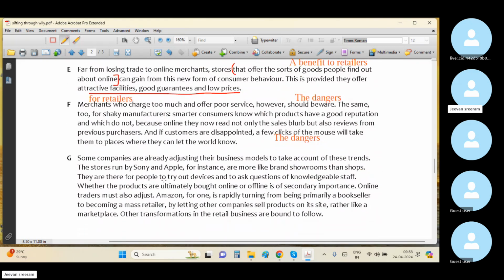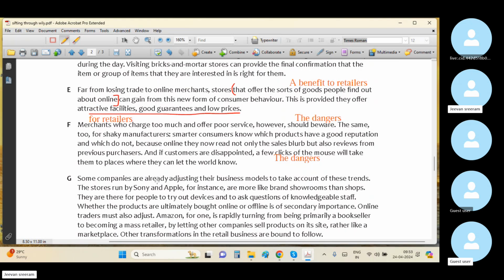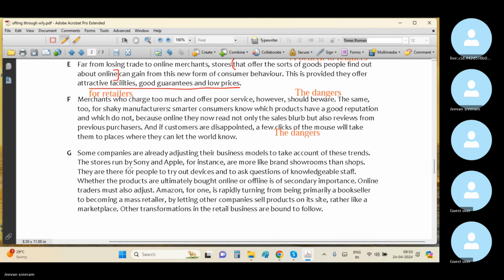Last one, which one? The last one, J, sir, in the second line. Brand showroom, stores, try device, questions are all answered by knowledgeable staff. Have they got trained? No. Have they got retrained? It's not even trained, it's talking about retraining.